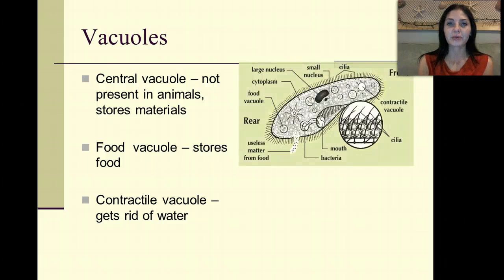Next, we have vacuoles. Plant cells have a central large vacuole that is not present in animals, and this is used to store materials. We have food vacuoles that store food, and contractile vacuoles that help get rid of water.